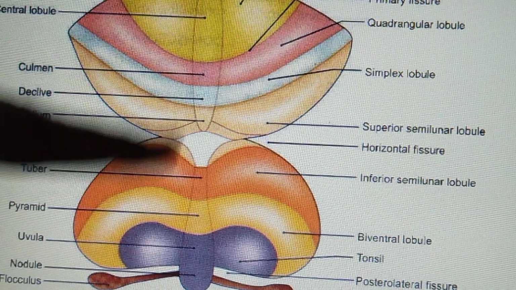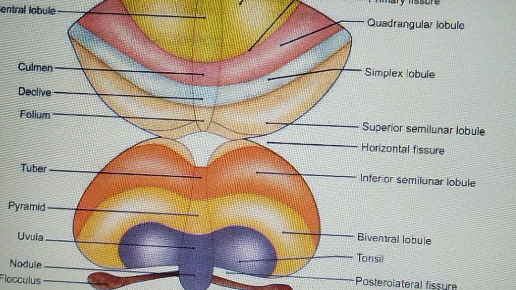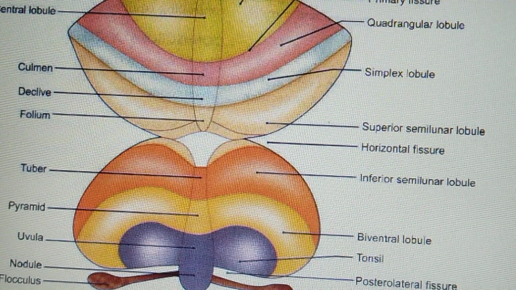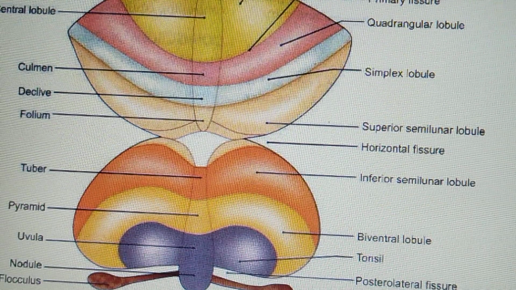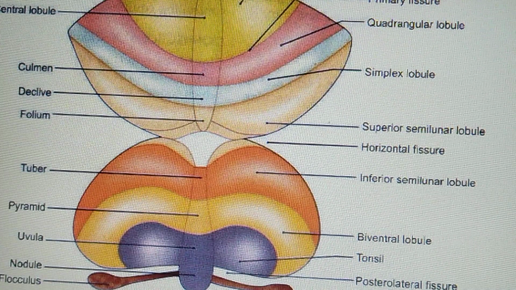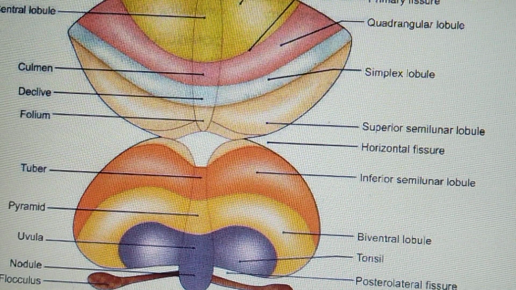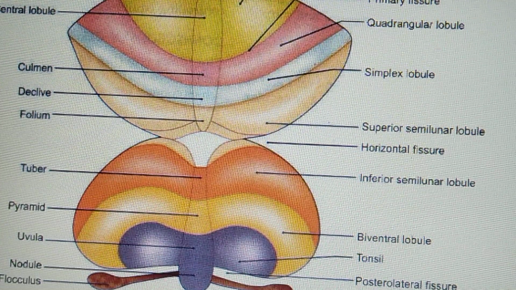All these are the lateral extensions of the parts of the vermis, or you can also call them the subdivisions of the cerebellar hemispheres. These are the parts of the vermis and these are the parts of the cerebellar hemispheres.